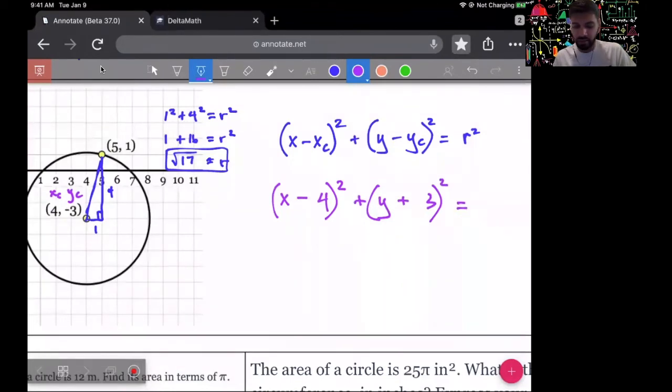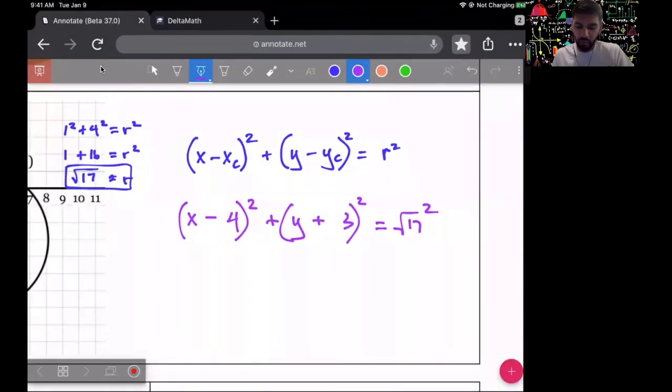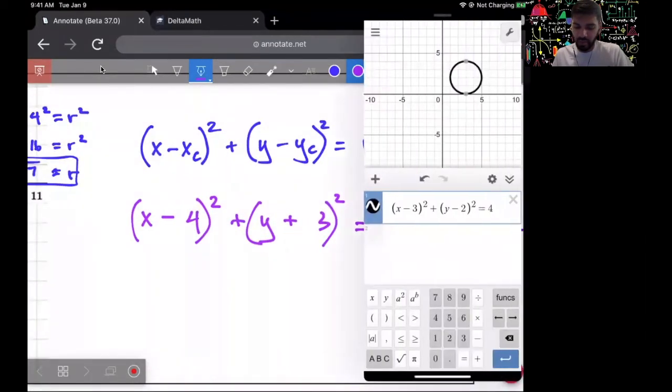And then I have radius squared. We figured out the radius was square root of 17, so that thing squared. Here's my equation of a circle. What I'm going to do here is test this to make sure it works and it's accurate, just to double check that I wrote my equation correctly.